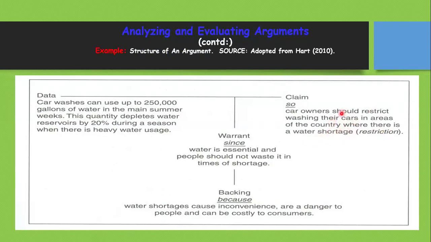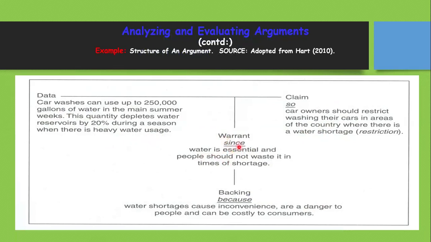So it is basically backed by data, because you are providing data that using so much water in terms of gallons for your car washes may decrease the water reservoir by 20%. So it basically restricts you from using water in the area where water shortage applies.